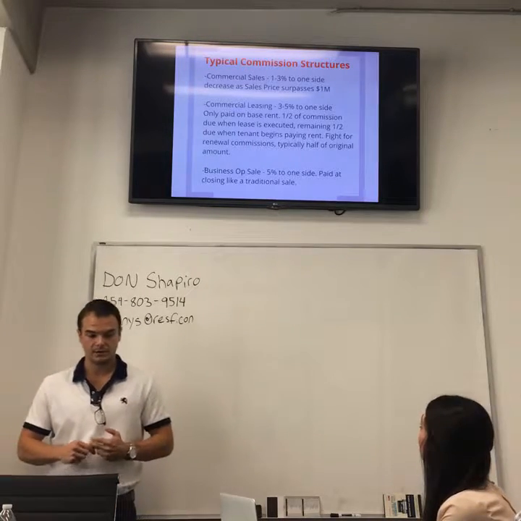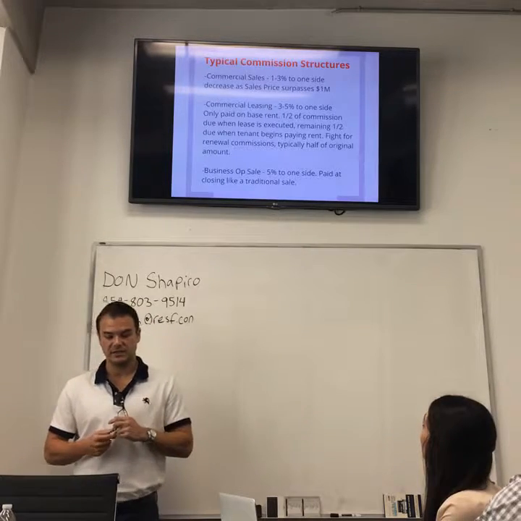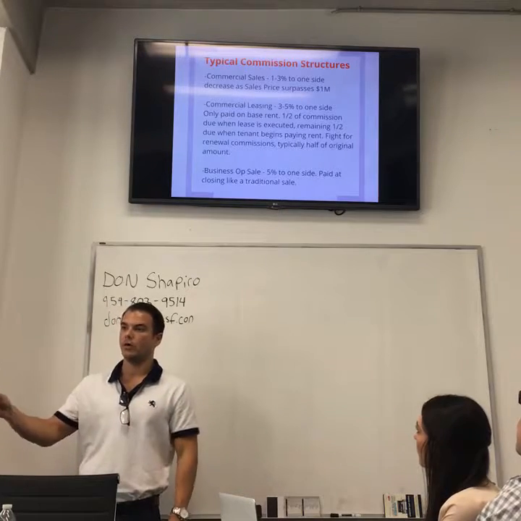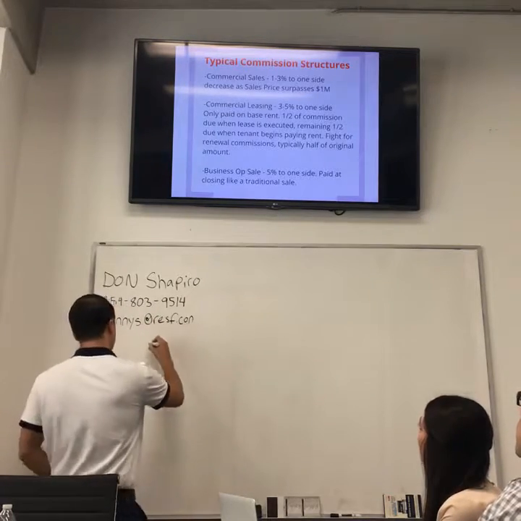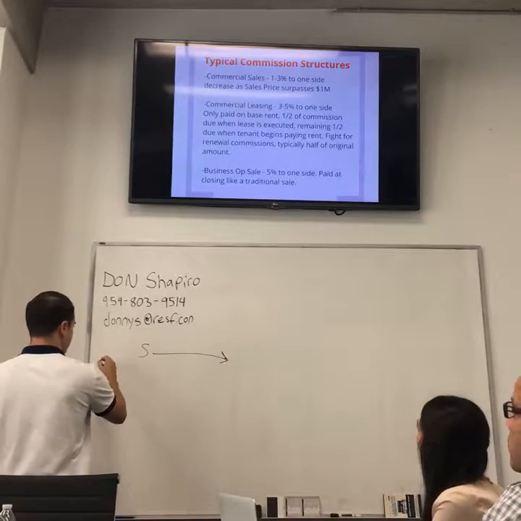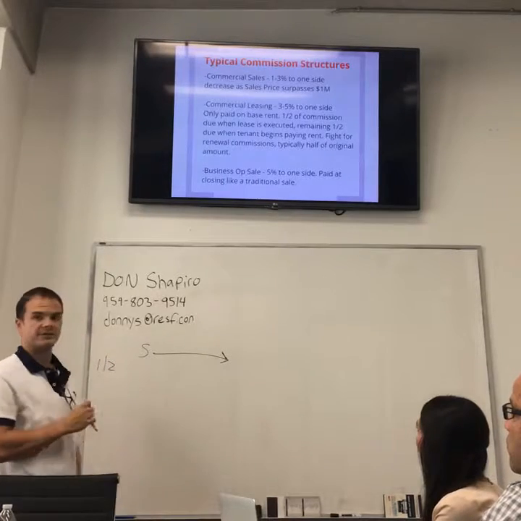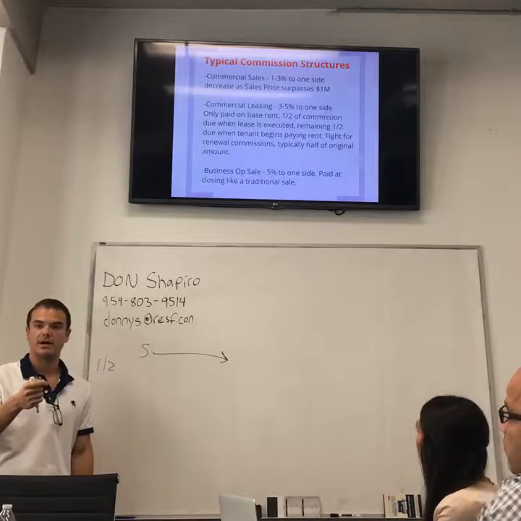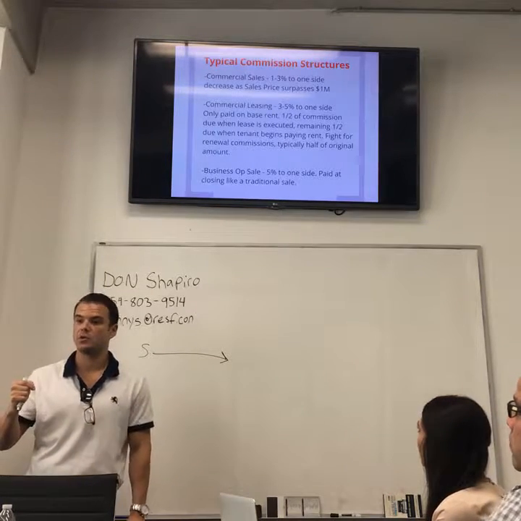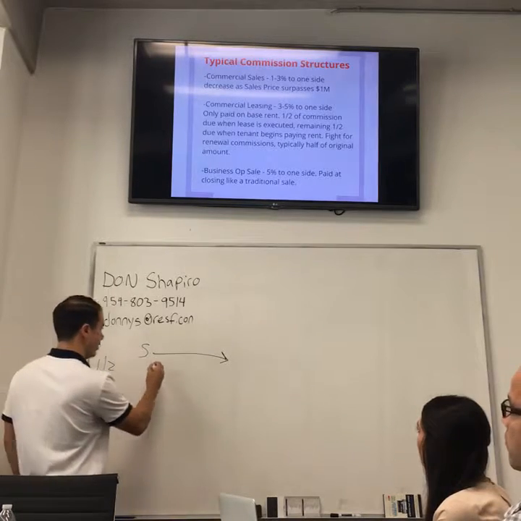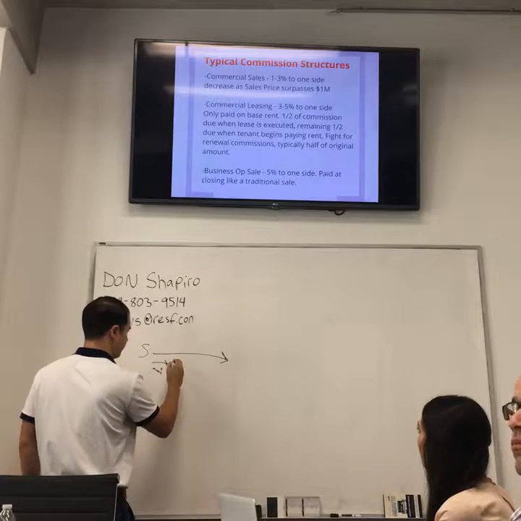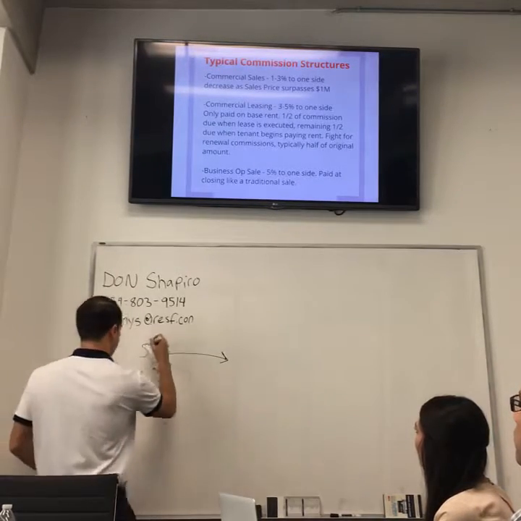Commercial leasing, 3 to 5% to one side is the standard. Usually in a commercial lease, you get paid on the whole lease. So if it's a 5-year lease, they're going to pay you the commission up front. They usually pay half when you sign and execute the lease, and then the other half comes after the rent commencement period starts. So say there's a free rent period for the first 4 months. You know what? Let me write it down.